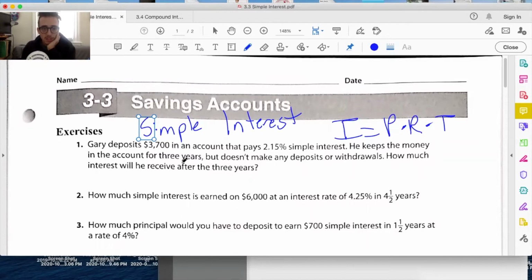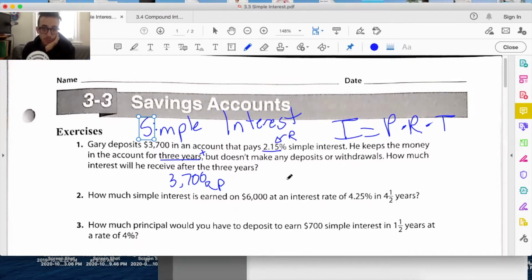Gary deposits $3,700. Ooh, $3,700. That already sounds like a principal amount. That pays 2.15% simple interest. He keeps the money in the account for 3 years. So that sounds like an increment of time. This sounds like my rate. How much interest will he receive after the 3 years?